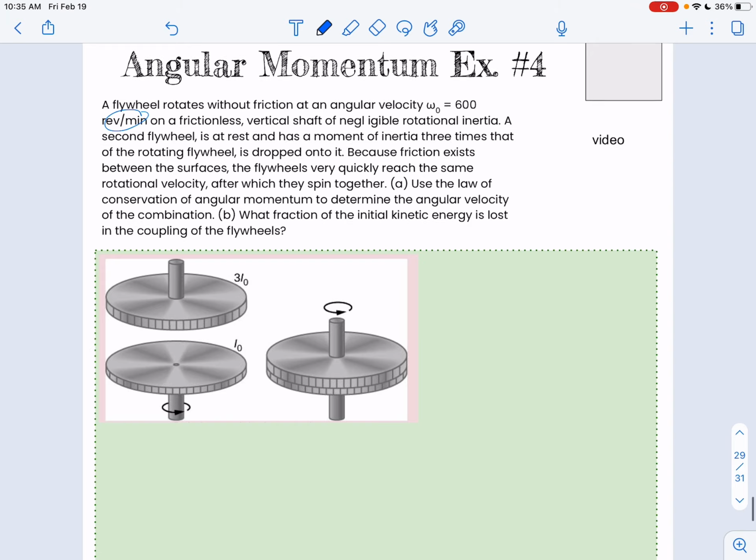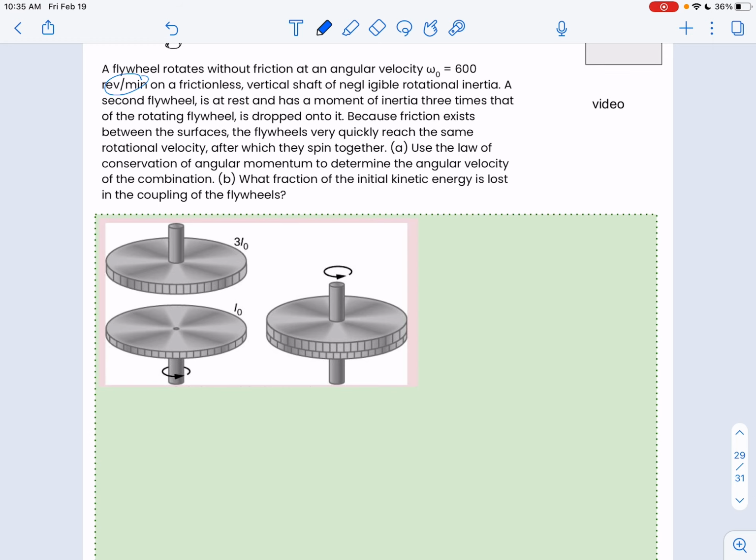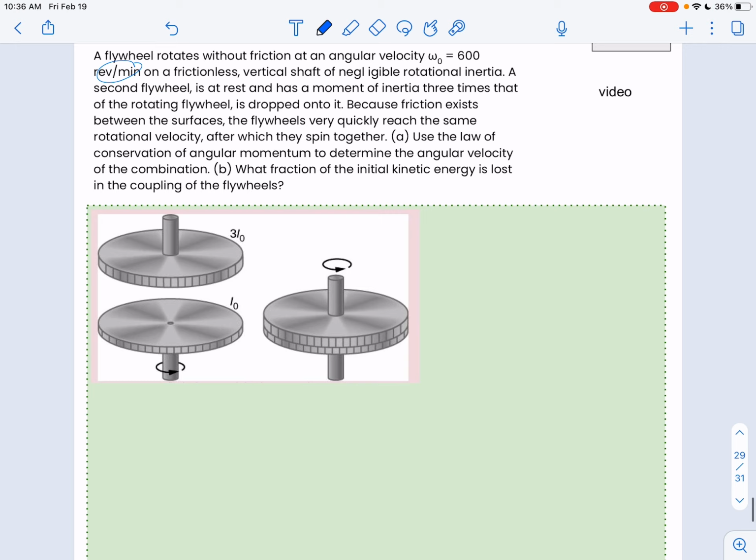spin together. So this is like an inelastic collision, right? This would be like 2 cars coming at each other and then sticking together after the collision. Use conservation of angular momentum to determine the angular velocity of the combination, and then something about the energy. Again, this would be just like car 1 comes in to car 2, maybe this car is initially at rest, this guy comes in, and then they stick together afterwards. So here you'd have mv plus mv, their combined mass and velocity.